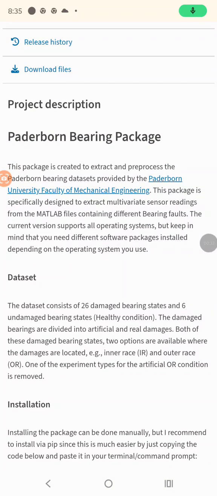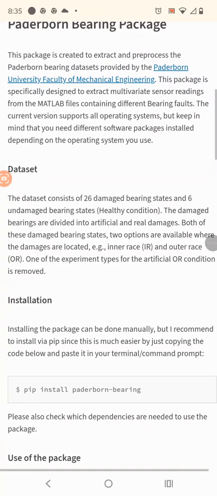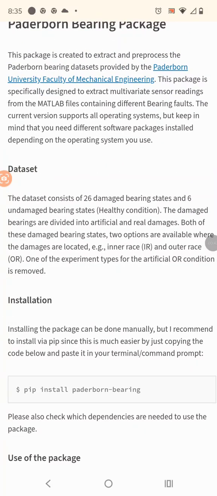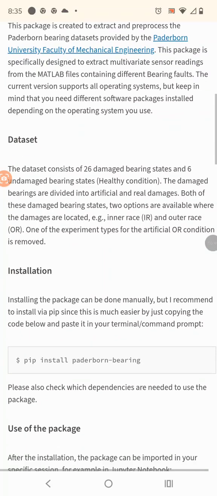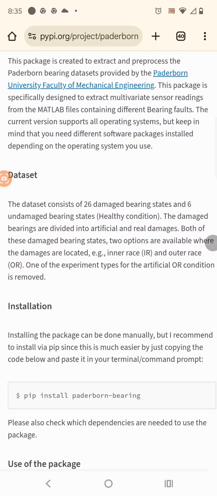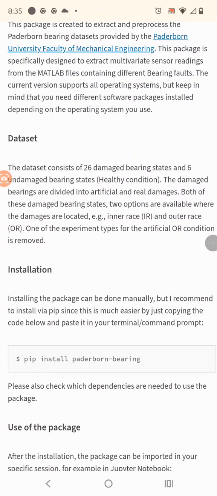So taking a look at the Paderborn bearing dataset, it contains 26 damaged bearing states and 6 undamaged bearing states, healthy conditions. And the damaged bearings are divided into artificial and real damages. Two options are available where the damages are located: inner race and outer race.